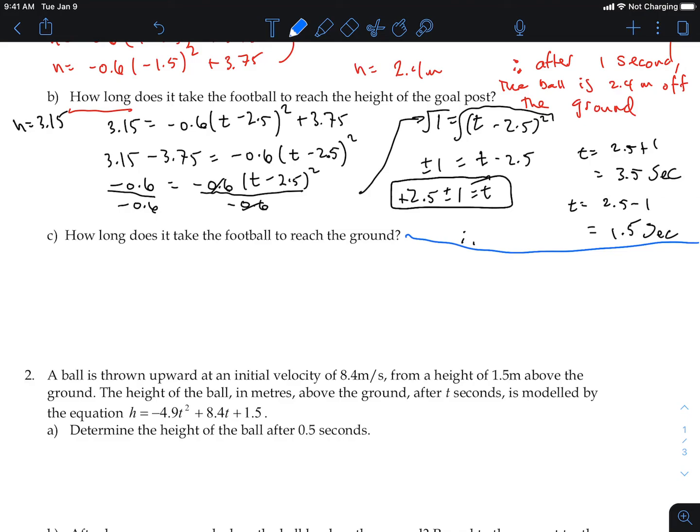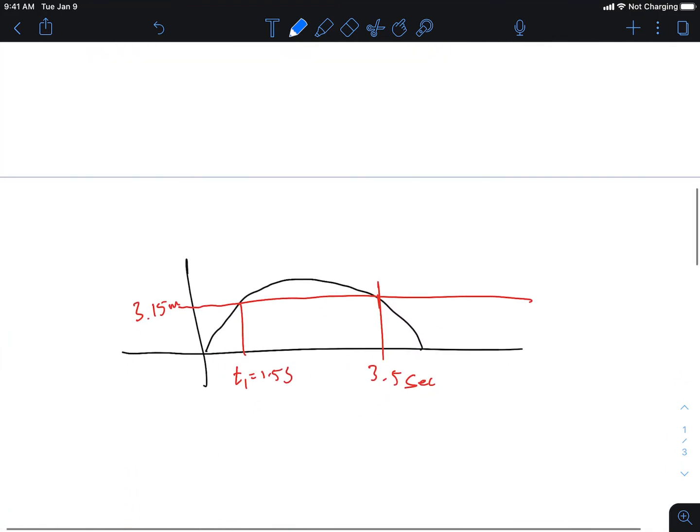How long does it take for the football to reach the ground? What are we solving for here? Remember, it starts on the ground right here at t equals 0. The question is, how long does it take to hit the ground over here? Like a total amount of time. So what's that mean? What's my height over here after it hits the ground? 0.